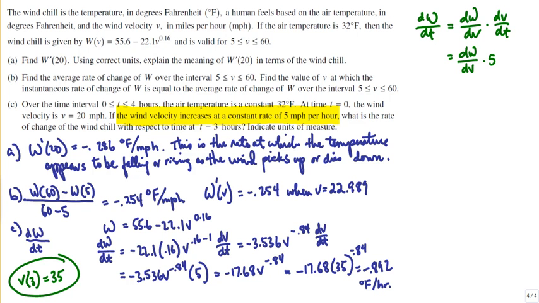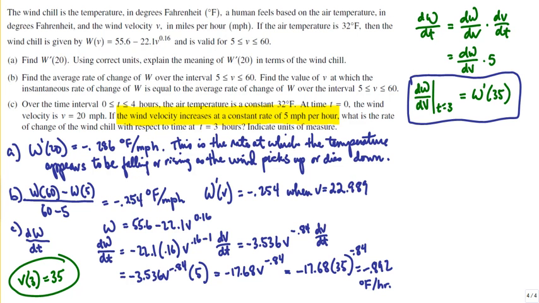Now we're looking for dW/dv when t is equal to 3, not when v is equal to 3. Since the velocity is dependent upon time, we have to find out what the velocity is when time t is equal to 3. We've already done that. We said that v of 3 is equal to 35. And so dW/dv when t is equal to 3 is the same thing as W prime of 35. At time t equals 3, the velocity of the wind is 35, so we're looking for the rate of change of the wind chill with respect to velocity when velocity is 35.